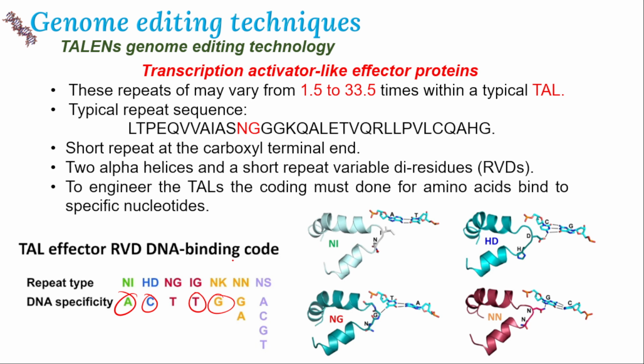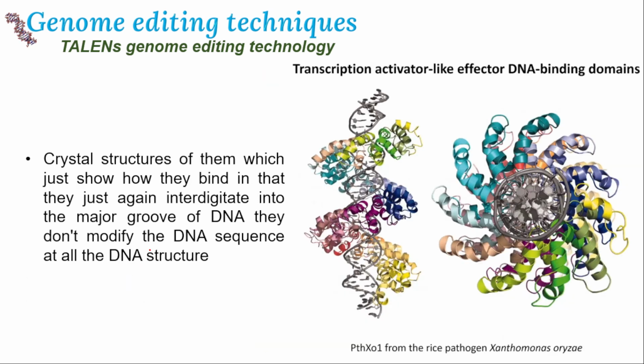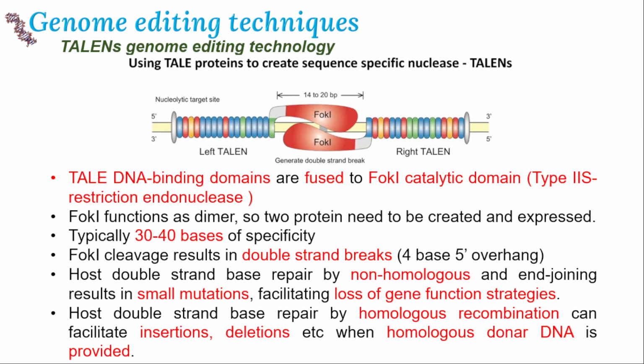So if we know the sequence, we can easily target the sequence by precisely editing this protein, the TALE protein, in such a way that it can specifically bind to different types of nucleic acids here. If you take the crystal structure of this TALE protein, you can observe that it surrounds the DNA groups in such a way that they can easily bind and edit the genome here.